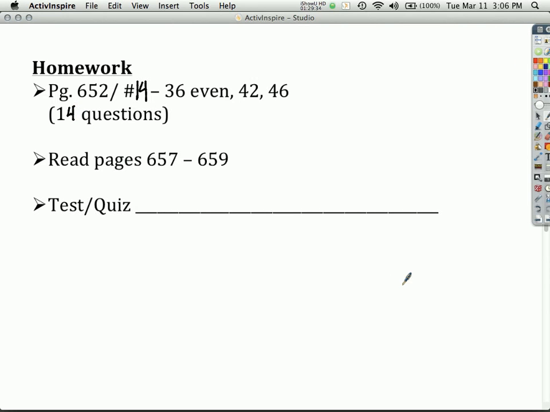Make sure you read the next section. That will help you a lot.